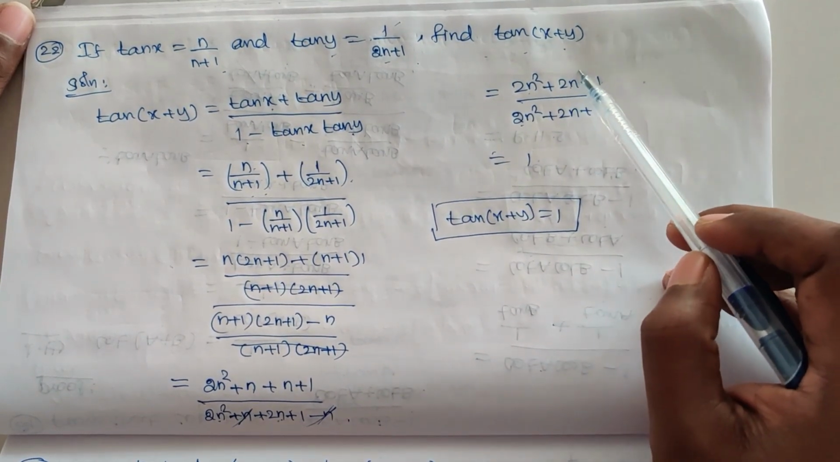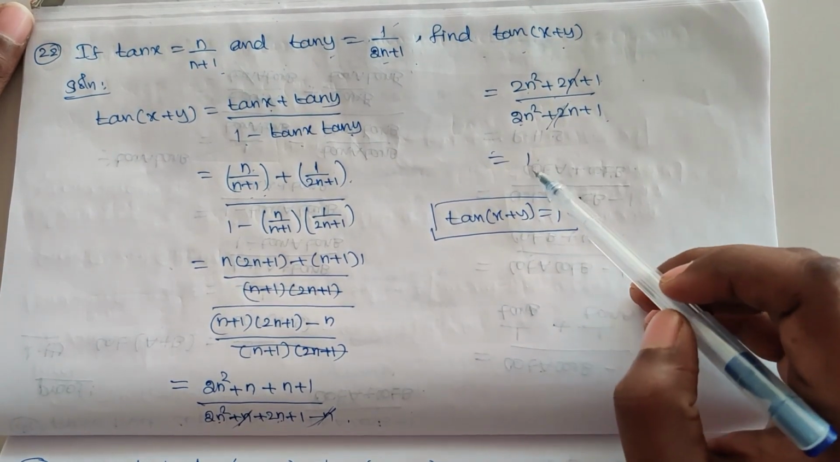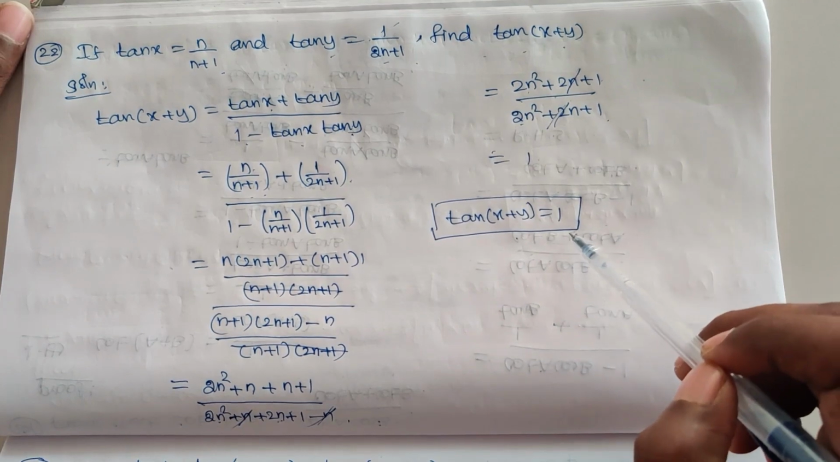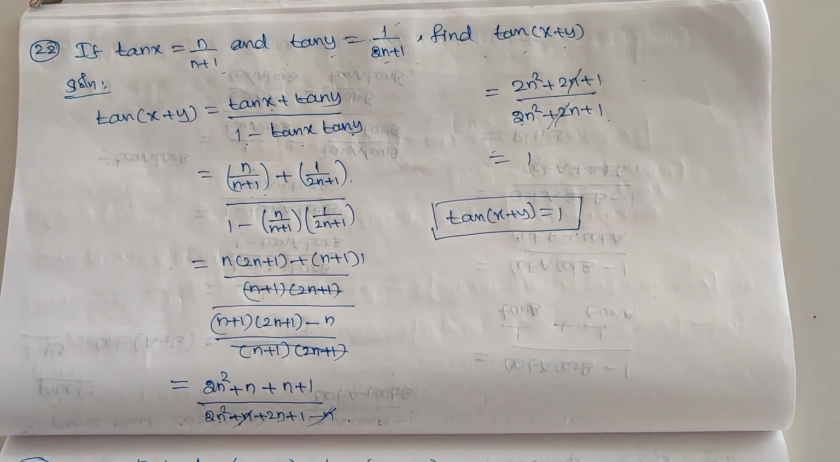So the numerator and denominator have a common term, so they get cancelled. So what will we get? The answer is 1. So tan x plus y is equal to 1. So 1 is the answer for this sum. Clear?